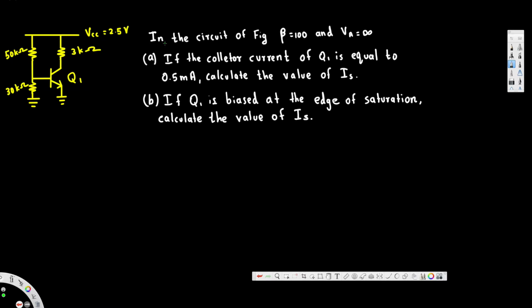Here the question is asking, in the circuit of the figure, beta is equal to 100 and VA is equal to infinity. Part A is asking, if the collector current of Q1 is equal to 0.5 milliampere, calculate the value of IS. Now let's see how to do that.